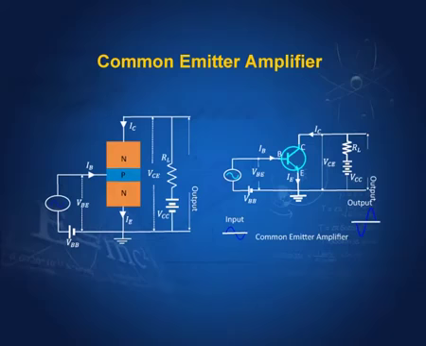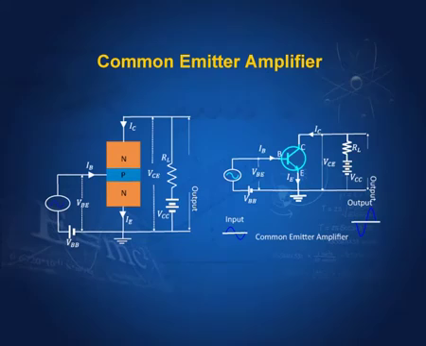Let us now look at the common emitter amplifier. The common emitter amplifier, as I said, is the most important one of all these. Why is it so? One reason is the phase difference between the input and the output. Input is like this, output is like this. That is, the phase difference of 180 degrees or pi between the input and the output.